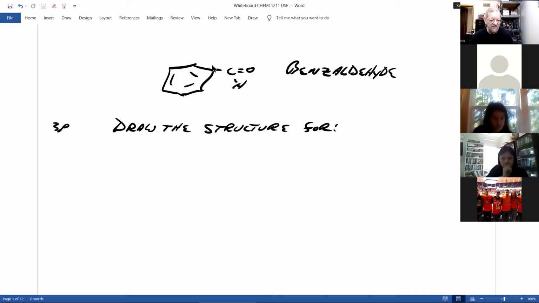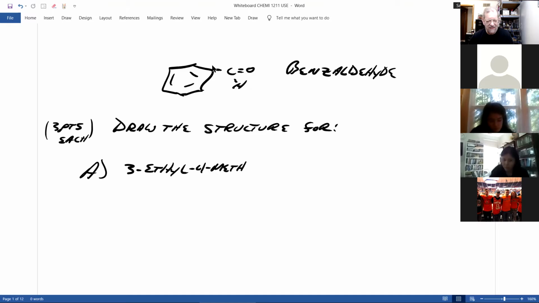draw the structure for. Why don't you draw the structure for 3-ethyl-4-methyl nonenal? We'll say that 5 times quickly. No, you don't have to.